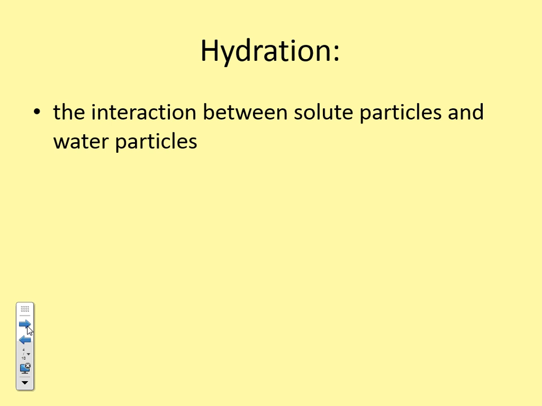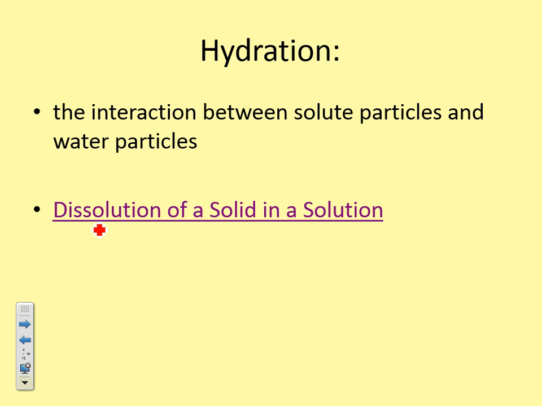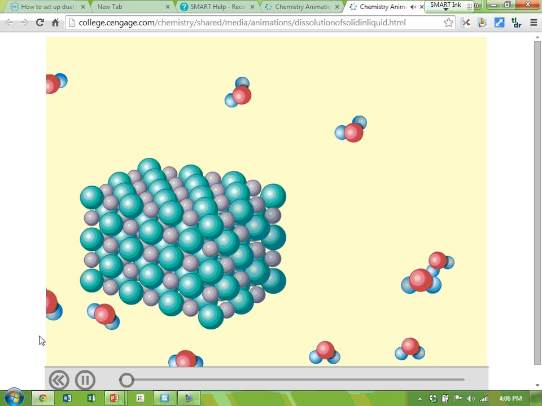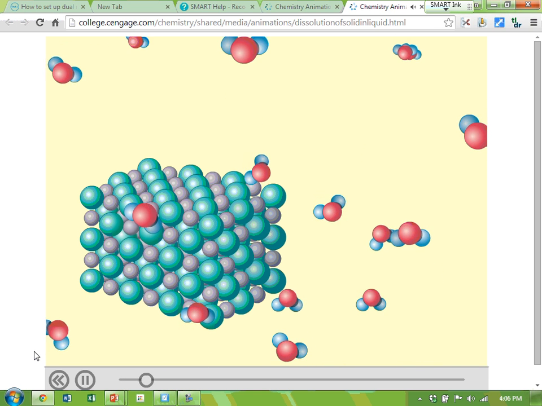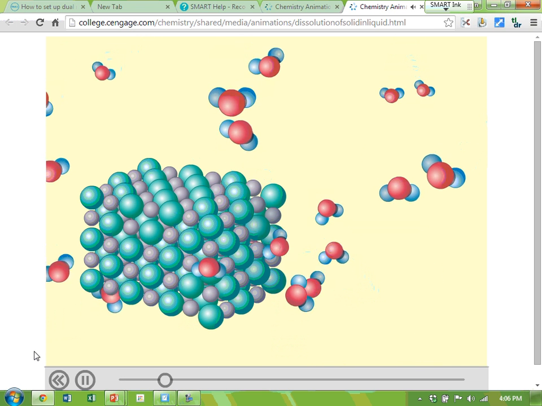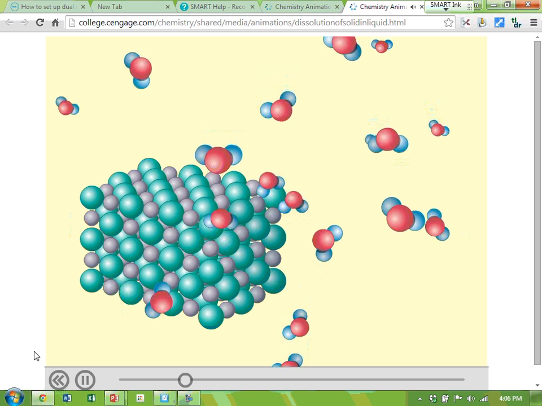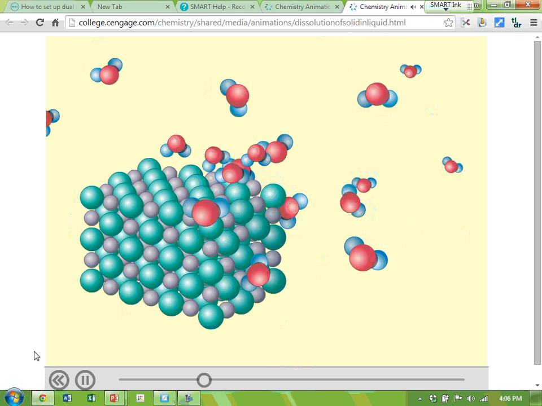Hydration. Hydration is just the interaction between solute particles and water particles. So if we look at the dissolution of solid in a solution, go to this video. An ionic solid dissolves in water because of its polar nature. Notice how water molecules become attached to the ions of a sodium chloride crystal in the process called hydration.